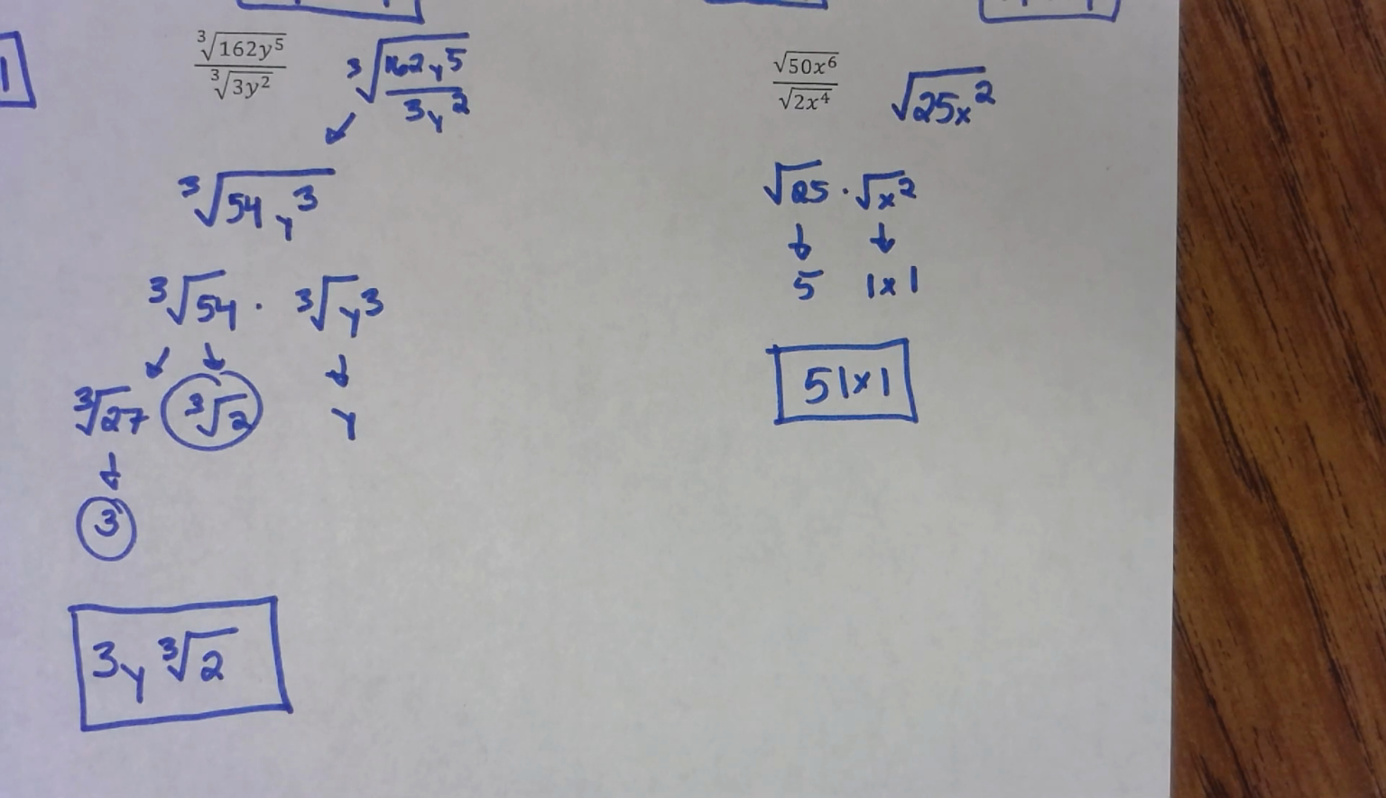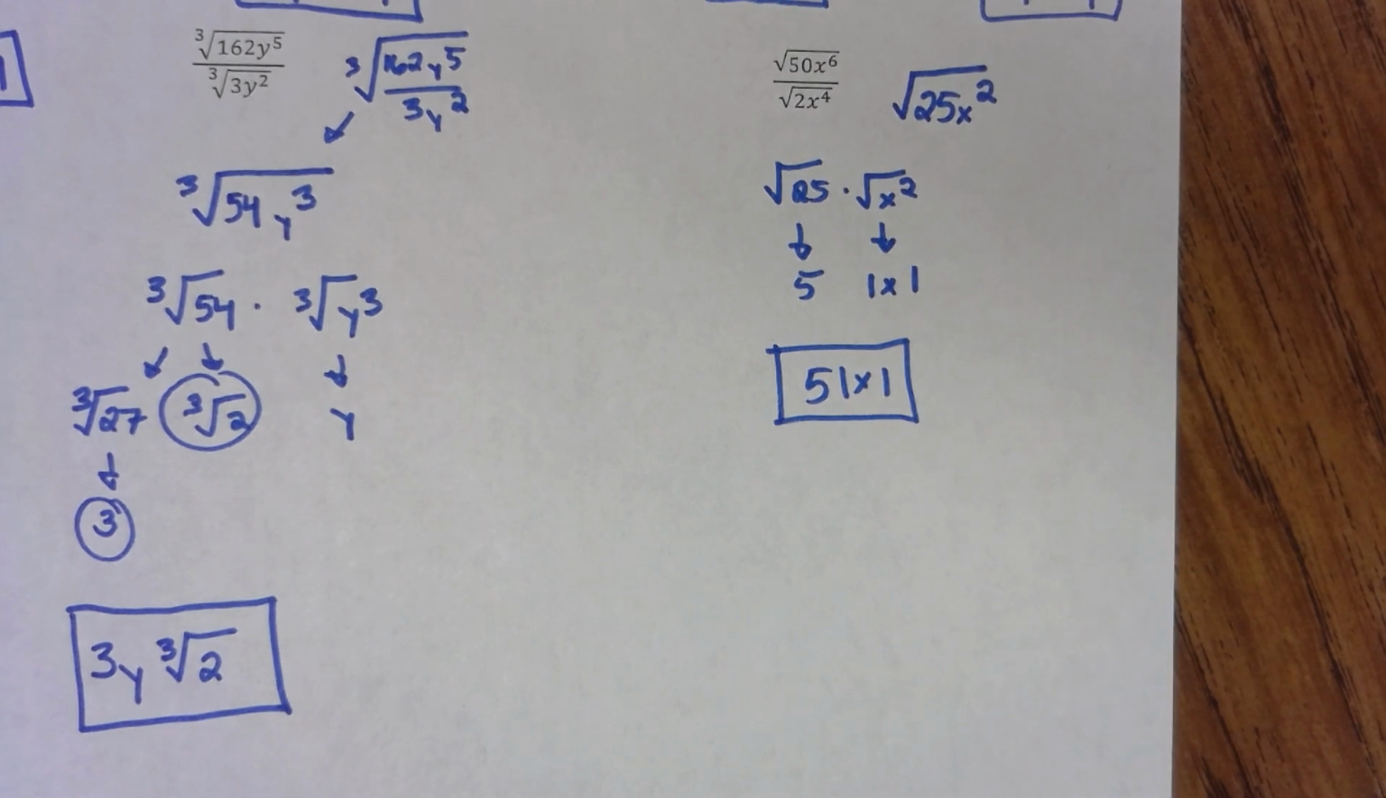So we get 3 cube root of 2, and then the cube root of y cubed just gives us y. We do not need absolute value brackets here because it's an odd root. With odd roots, negative numbers are okay. So absolutely do not need the absolute value brackets.